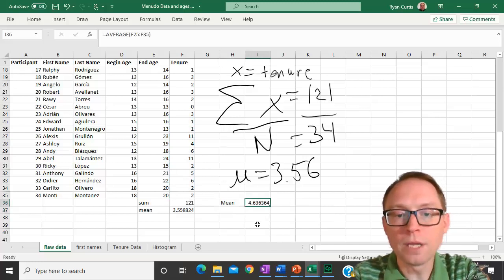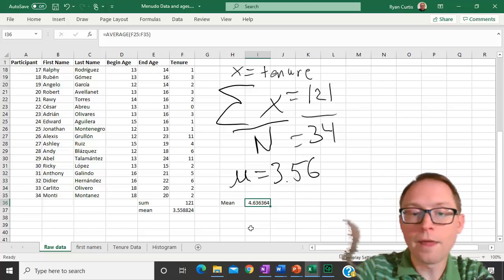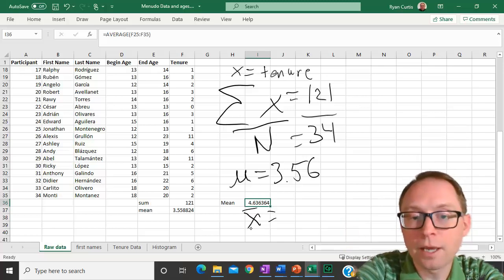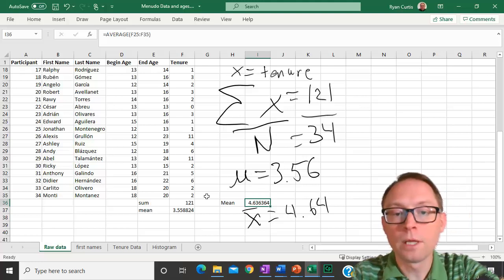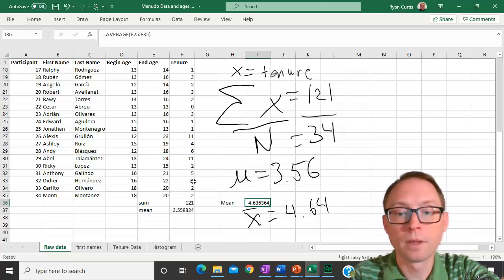The mean for the last 10 people would be 4.64. Now that would be an X bar because it's a sample from the population. X bar equals 4.64, right? Mu is 3.56 because that's the average for everybody. X bar is 4.64 because it's a sample of the last 10 people. That's what's going on.